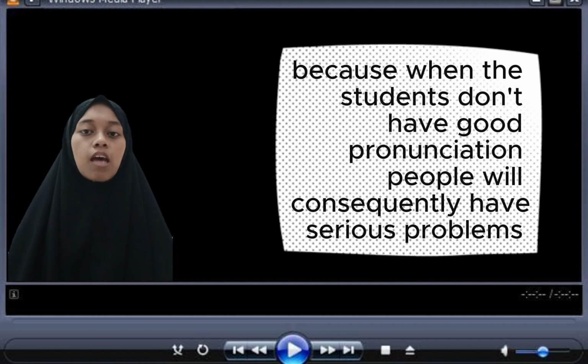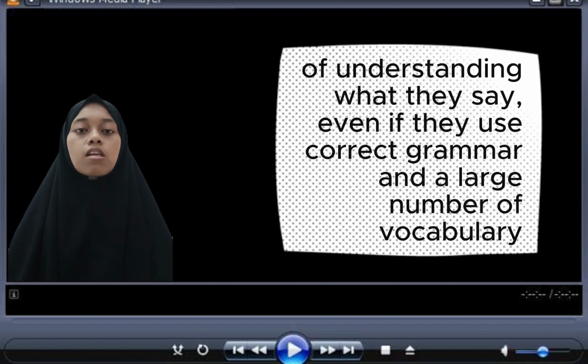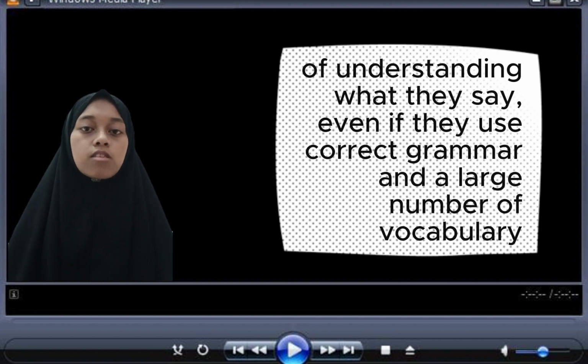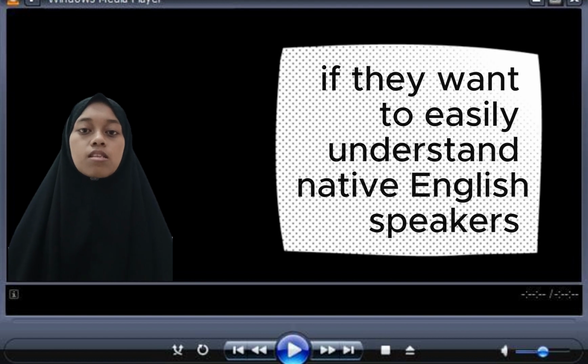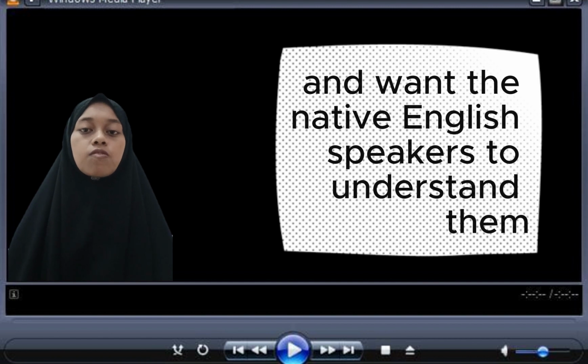Because when students don't have good pronunciation, people will consequently have serious problems understanding what they say, even if they use correct grammar and a large number of vocabulary. It indicates that proper pronunciation is essential to them to have natural and correct English pronunciation. They want to easily understand native English speakers and want native English speakers to understand them.